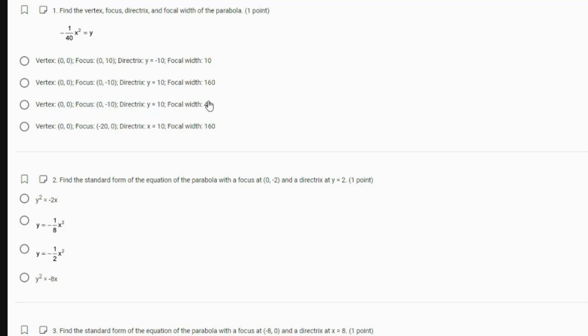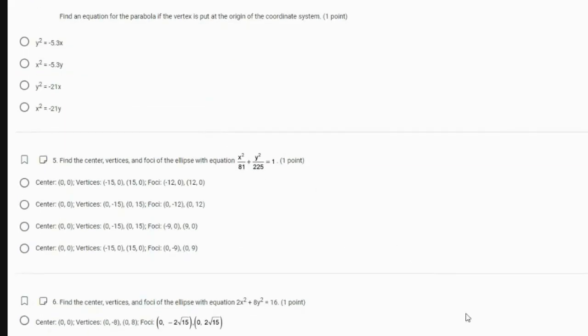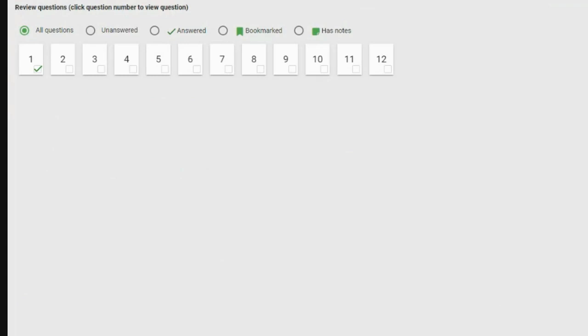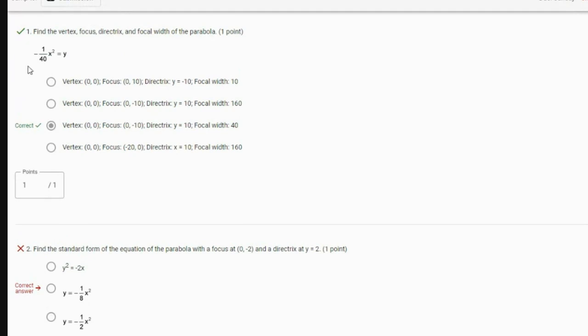And the focal width, is it 160 or is it 40? Remember, it's 4p. And what's p? P is the distance from the vertex to the focus, or from the vertex to the directrix in the other direction. Since the vertex is 0, 0, and the focus is negative 10, which we'd calculate from that, p is 10. So the focal width must be that one there, 40. So anyway, do these problems. I'm going to go ahead and turn it in so I can look at the next thing. See, that was right.